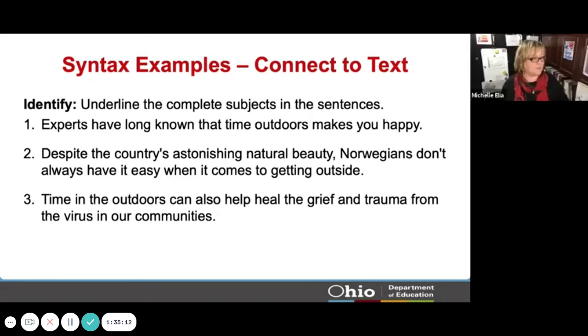So this activity could be really quick. You have the students underline the complete subject. So, experts, Norwegians, time in the outdoors, have them do that. But I'm using sentences I made up from the text, and that's the helpful part because it's going to build their comprehension skills. Yep.